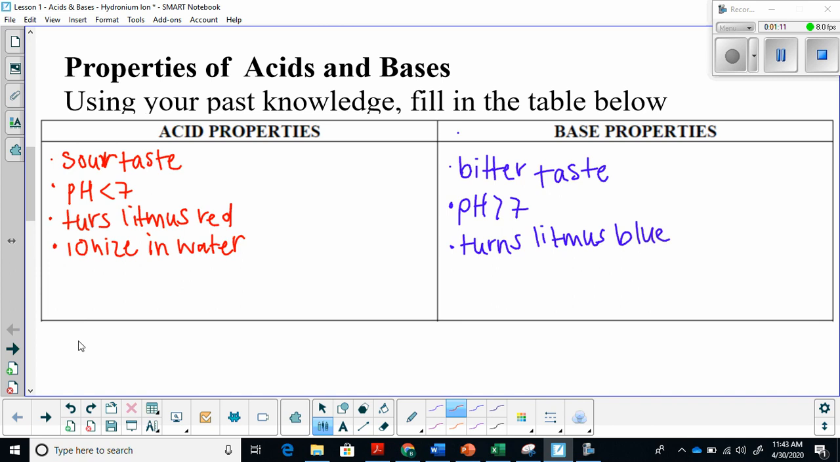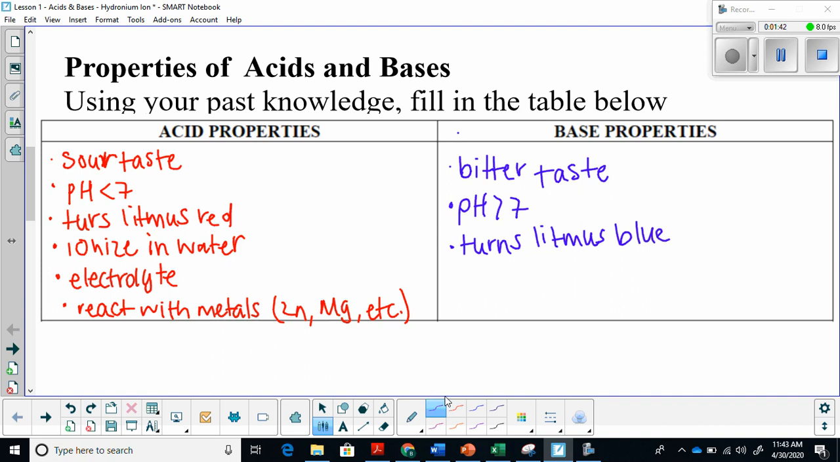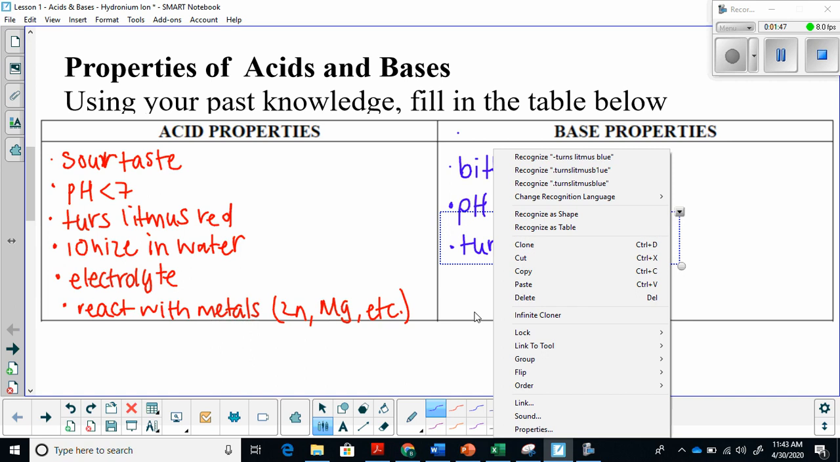Another thing is acids are an electrolyte, so they can conduct electricity in solution. Lastly, acids react with metals. So for example, zinc, maybe magnesium, etc. If you were to drop a solid metal down there, it would react with it and form some bubbles and gas.